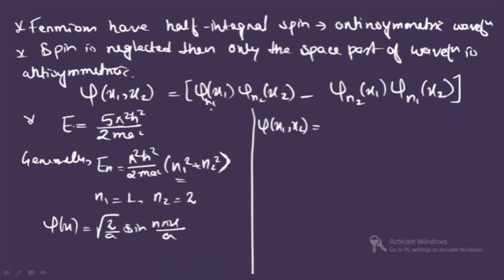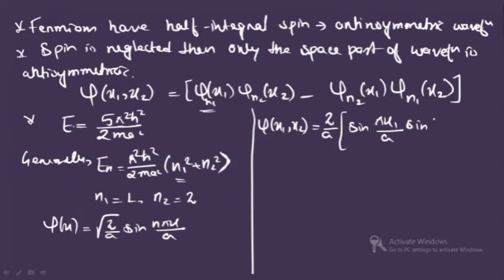So here if you write for psi n1 x1, here you will have what? 2 times you will add root over 2 by a, so it will be only 2 by a. Within the bracket, first we will write for n1 x1, so it will be what? It will be sine, n1 is what? 1, so it is pi x1. All right, n1 x1, so it is x1 by a.